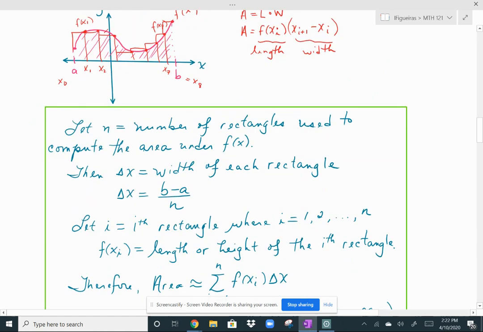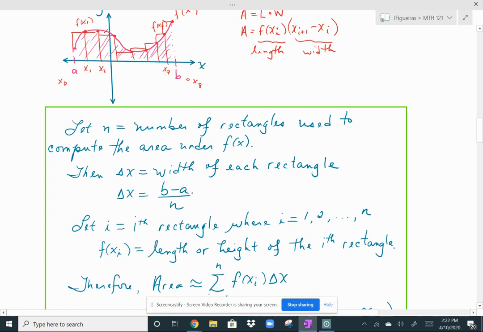So let me give you a couple of formulas just so that this makes more sense. In notation, we're going to let n be the number of rectangles used to compute the area, because you do have to make a decision as to how many you use. I just arbitrarily picked 8 in that picture above, but it could be anything you want. Your delta x will represent your width, the difference between two consecutive x values.